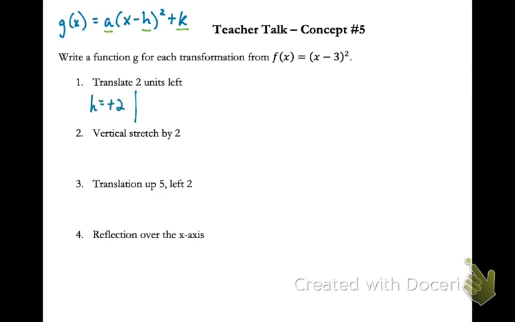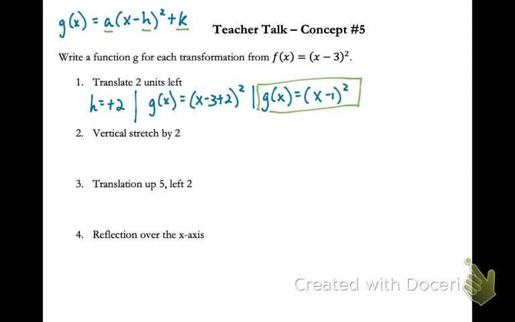So we take the function and we name it our new transformed function, which is g of x. And then right in by the x minus 3, we're going to add 2. So we're going to introduce another h value. Now we'll simplify within the parentheses. So that becomes x minus 1 squared. So this quadratic function g of x will be a shift 2 to the left of x minus 3.